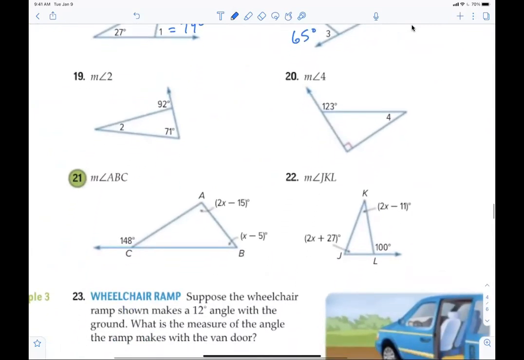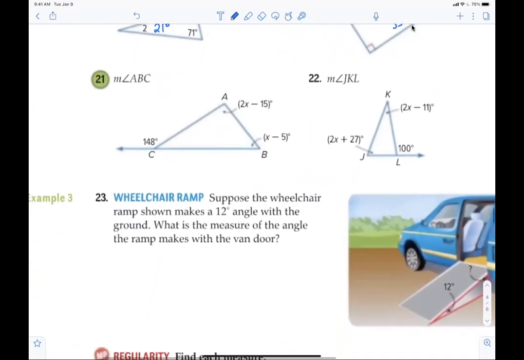All right, so angle 2. 21 degrees. And of course, angle 4. 33 degrees. Okay, so now we finally get to a little bit of algebra here. Okay, I'll help you with 21.